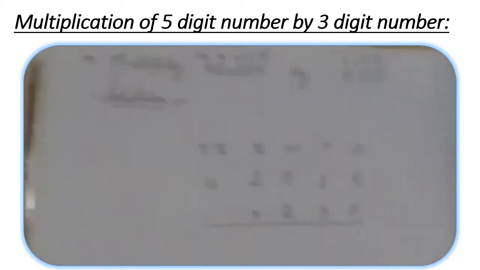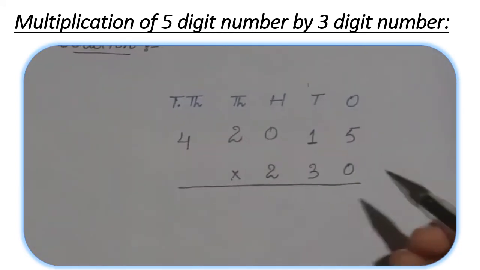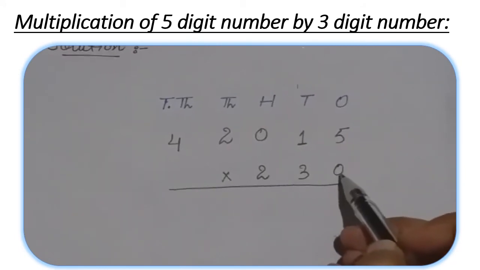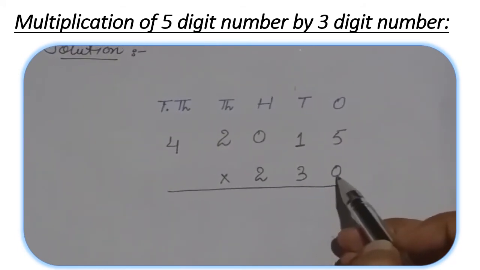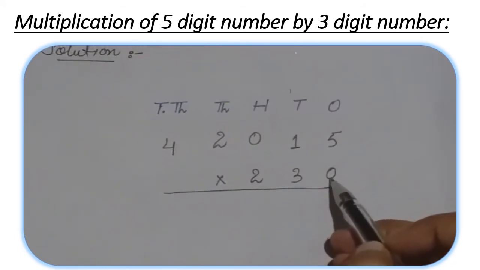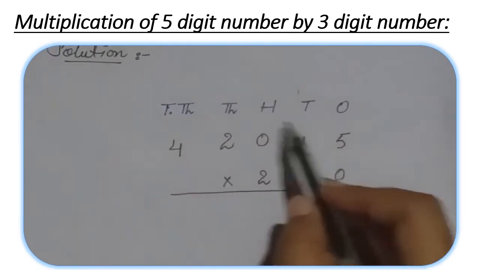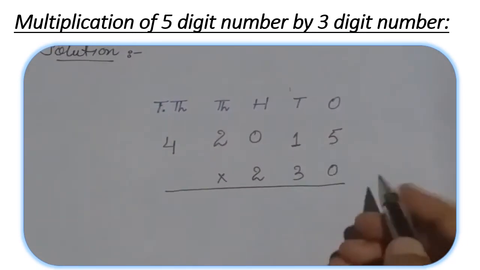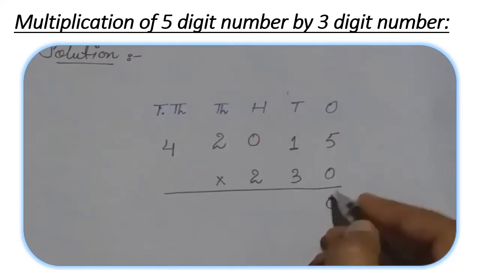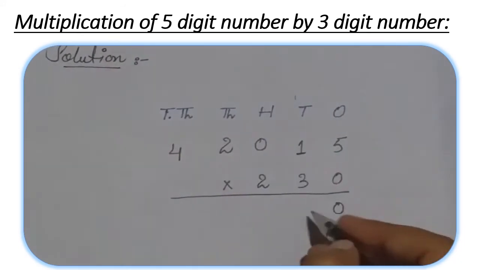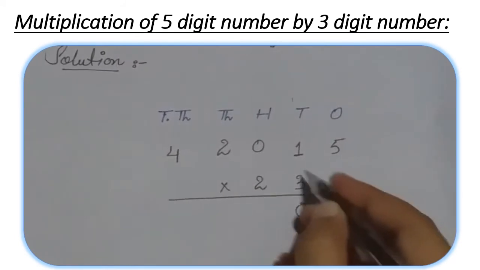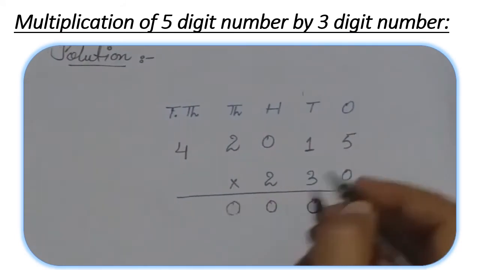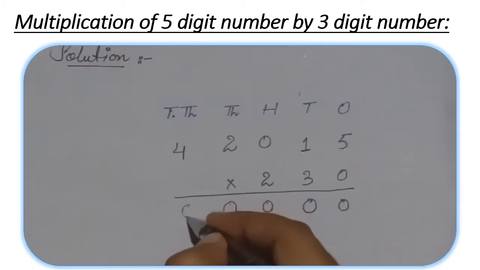In step 1, as you know, we multiply the first digit of the multiplier which is in the ones place. In this example we have 0. So we will multiply the whole multiplicand by 0. Let's start. 0 multiplied by 5 is equals to 0. 0 multiplied by 1 is equals to 0. 0 multiplied by 0 is equals to 0. 0 multiplied by 2 is equals to 0. 0 multiplied by 4 is equals to 0.